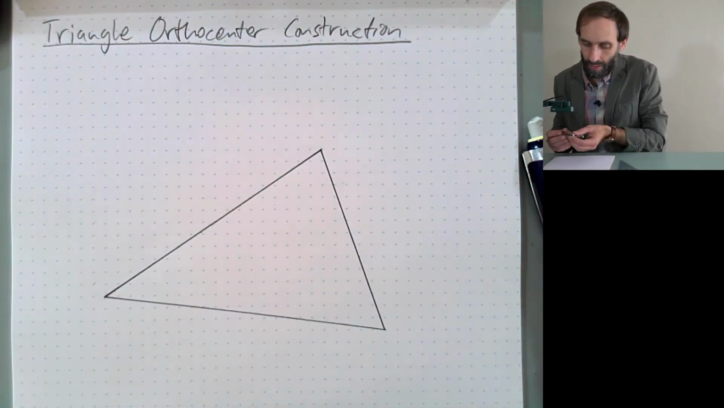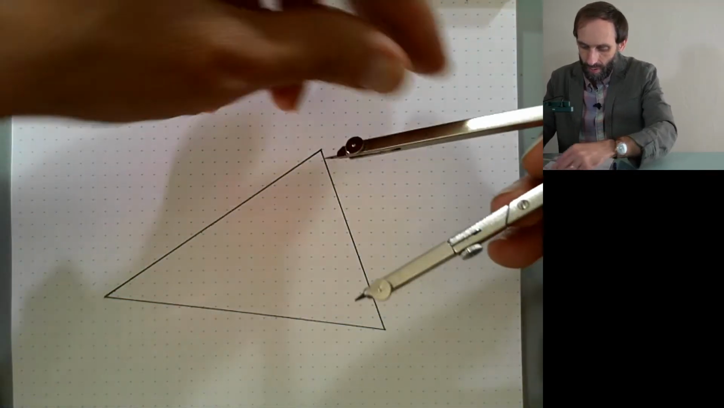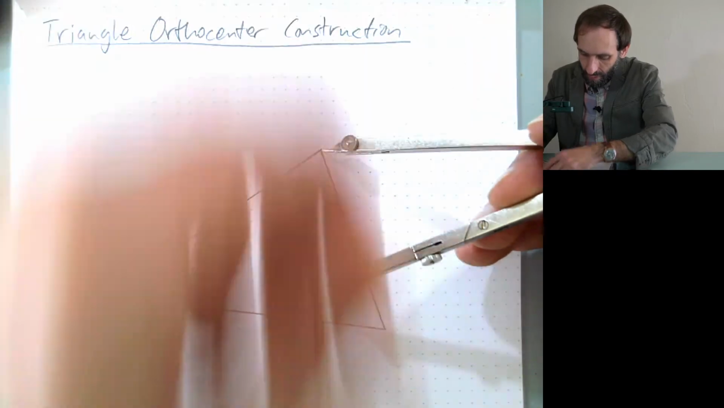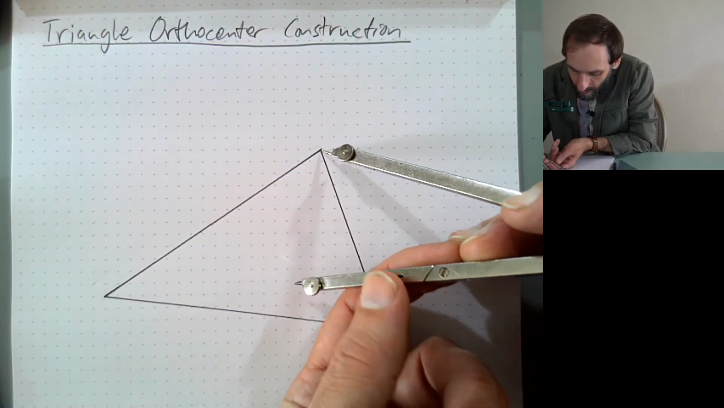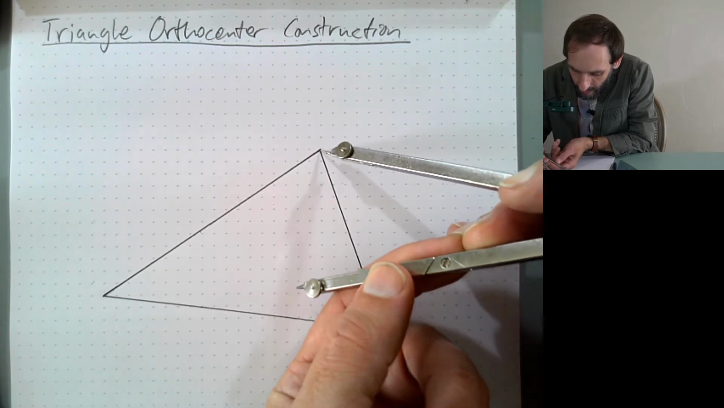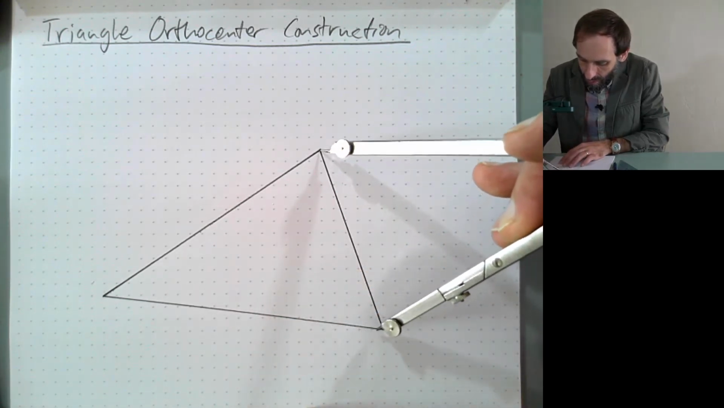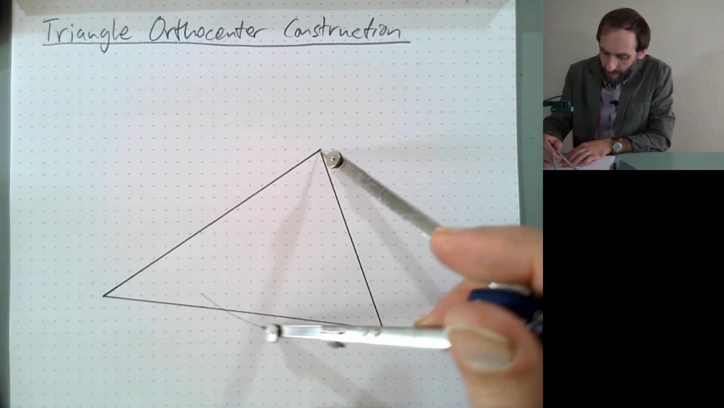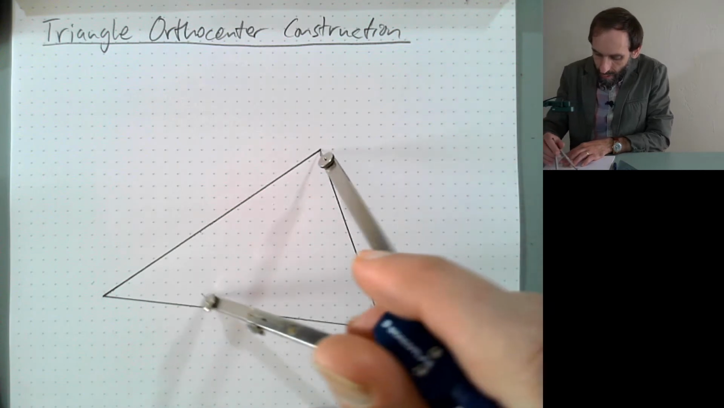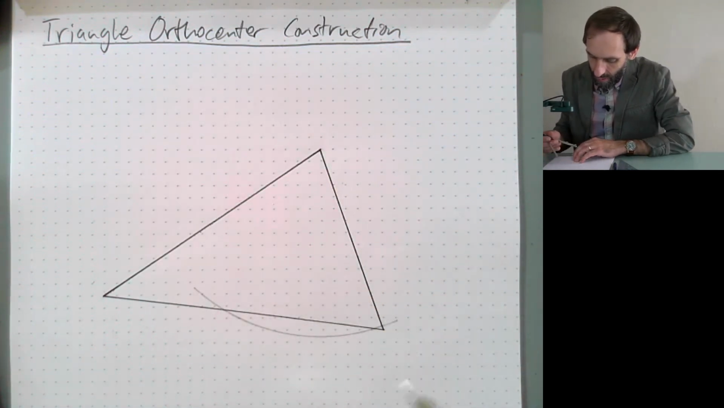Now, the first step in the construction of dropping a perpendicular is to set the length of the compass to be a little bit more than the distance from the point to the line you're dropping the perpendicular to. So let's see. I'll go ahead and draw my arc right there. And you see I have these two intersection points.